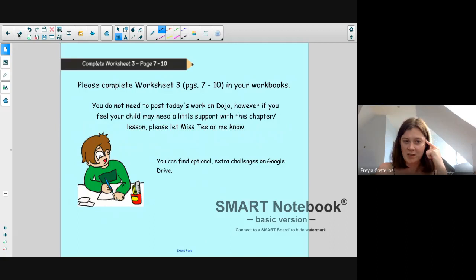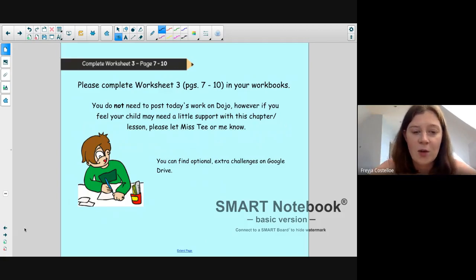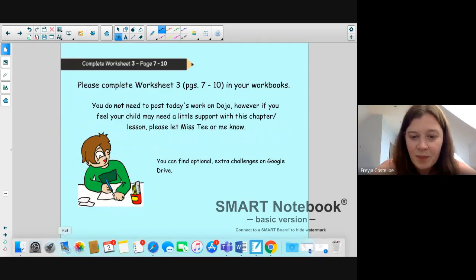Switch on those maths brains now if you have not already. But also don't be worried to ask an adult or somebody else at home for some help if those extra pages seem a little bit tricky. But I'm sure you are all super mathematicians. And there will be extra challenges on Google Drive for those of you that want them.